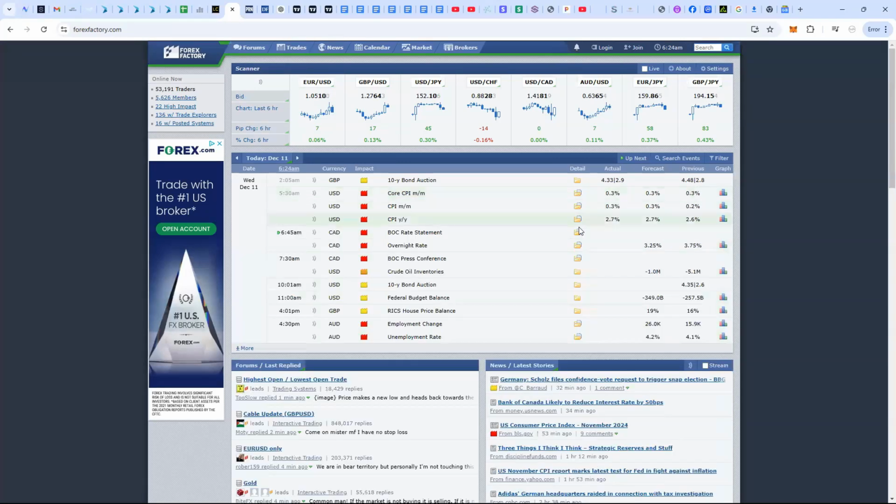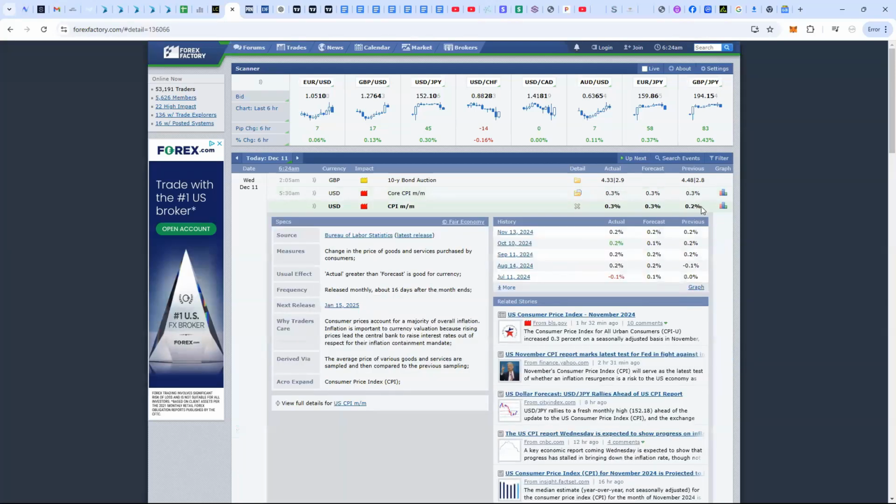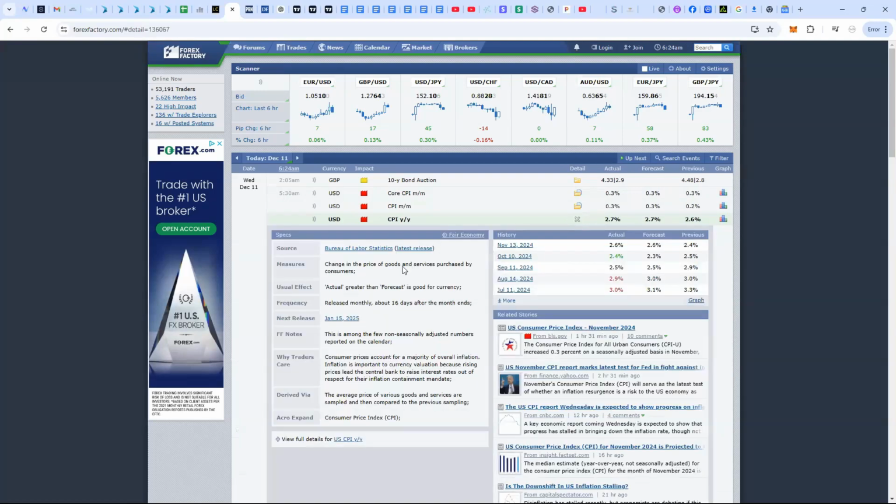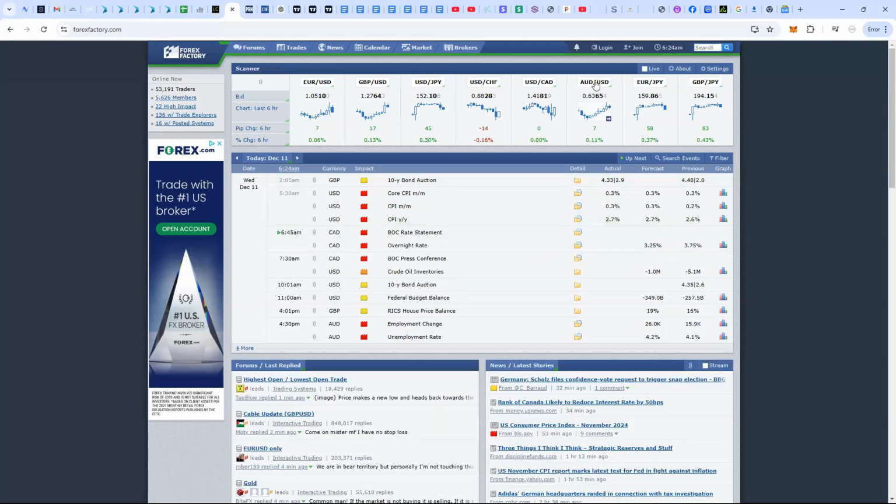Okay. Then we look at the next report, the monthly one, and this is bad news because it was previously 0.2, and they predicted it to be higher, and then it was higher. That's the problem here. So this should shake it up a little bit. That's the monthly one. And then the year on year went up 0.1% too. So it really was bad news, actual greater than forecast. We've got to be careful on that.